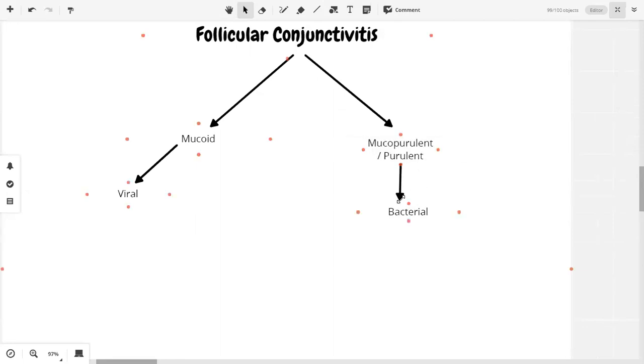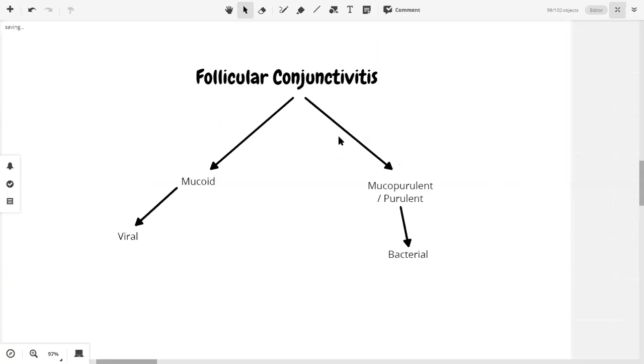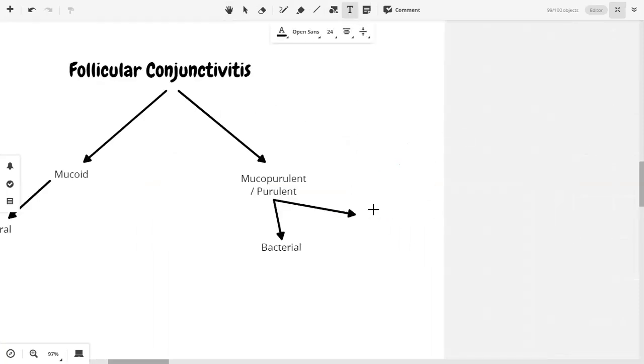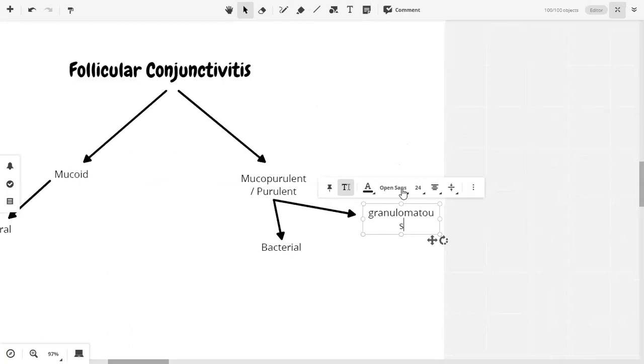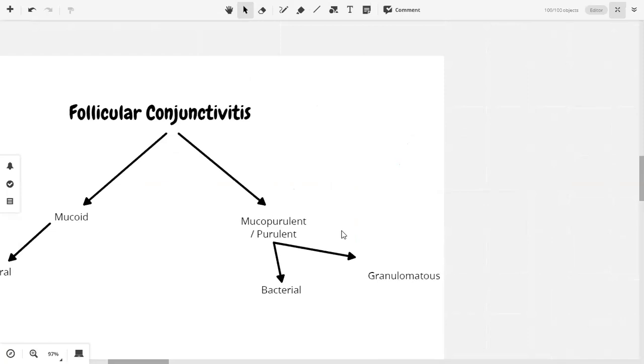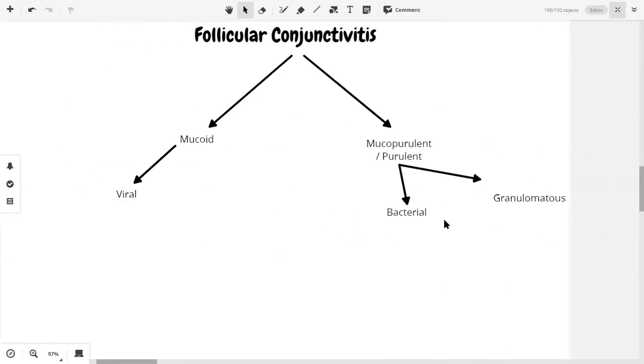Another infective etiology. We haven't discussed this yet. It's not that important clinically. It will not come in the question stem. It's good for information. Granulomatous. In granulomatous, we have two things: either it's tuberculous, or it's fungal. We don't need to go into the details of it that much.